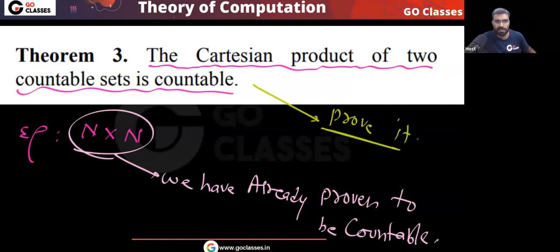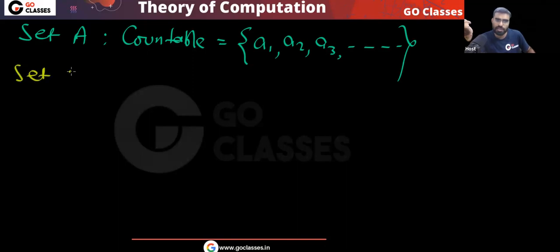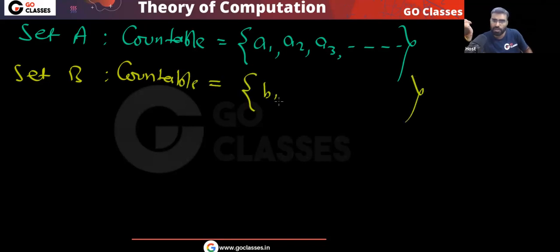The proof is again the snake type of structure you can create. Just create the snake type of structure. For example, let's assume this set A is countable, and these are the elements A1, A2, A3 and so on. This is the set A. Let's assume you have set B also, that is also countable. Take two countable sets, B1, B2, B3 and so on.